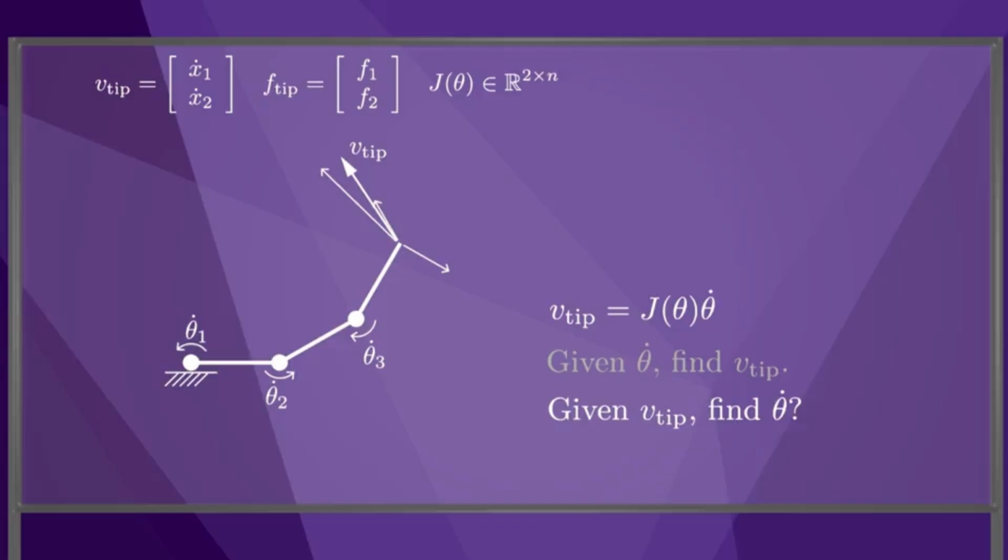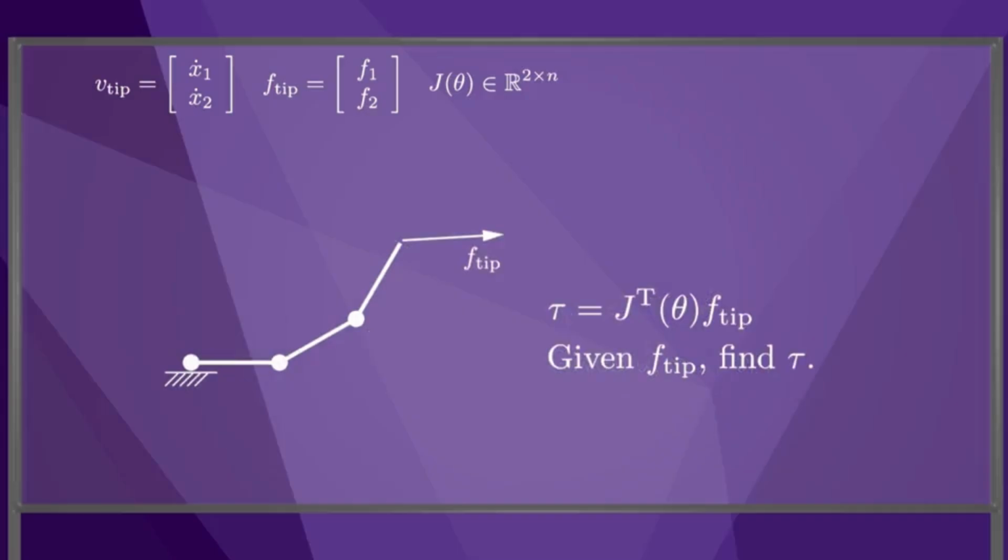The answer to this question is not as straightforward, however, because in general, as in this case, the inverse of J does not exist, either because J is not square or because it is singular. Because this 3R robot is redundant, it turns out that for any v-tip, there is a full one-dimensional set of solutions of joint velocities that achieves v-tip. This inverse question will be addressed in more detail in Chapter 6.